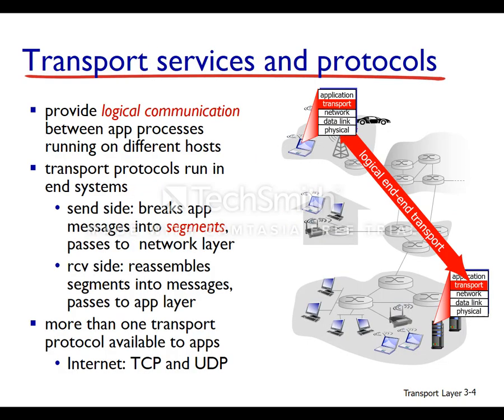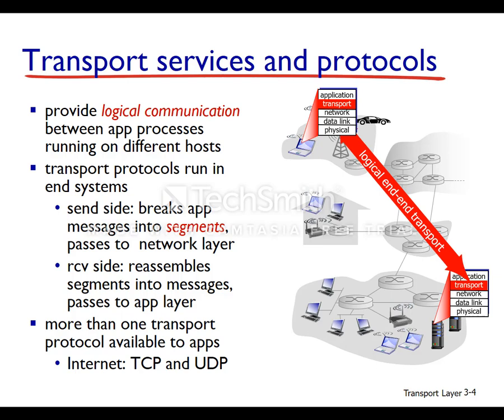So, the transport layer provides for logical communication between application processes that are running on two different hosts. Now, transport protocols run in end systems, and on the sending side, they take data from the application layer, basically application layer messages. They break them into segments and pass these onto the network layer. On the receiving side, the transport layer reassembles segments into messages and passes these into the application layer.